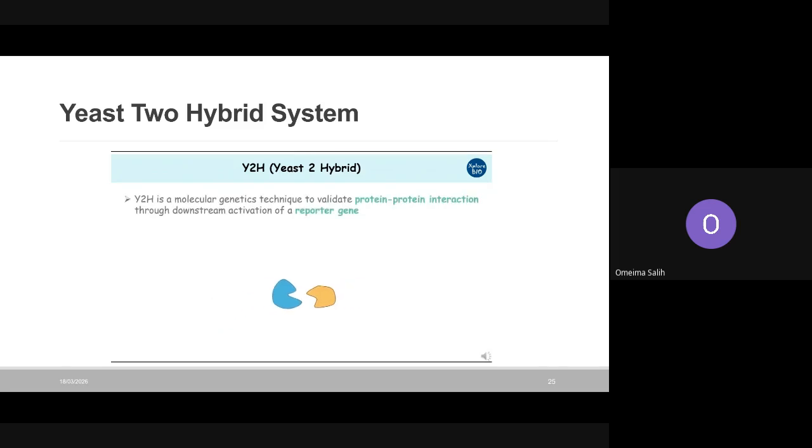Many a times in a cell, proteins need to interact with one another to bring about a specific function like activation or inactivation of target proteins. Yeast-2 hybridization is a molecular biology technique to validate protein-protein interaction through activation of a reporter gene. Y2H is extremely sensitive, cost-effective, and very easy technique to study the protein-protein interaction.